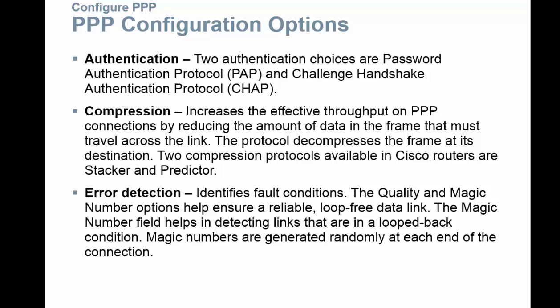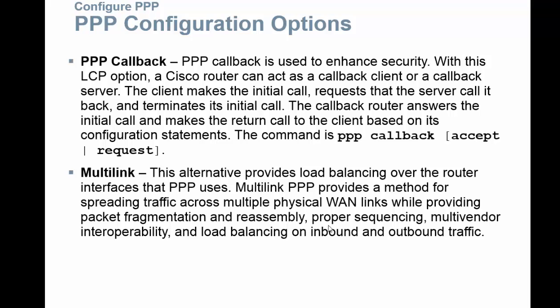The quality and magic number options help ensure a reliable, loop-free data link, and the magic number field helps in detecting links that are in a looped back condition. Magic numbers are generated randomly at each end of the connection, and these magic numbers have nothing to do with our subnetting magic numbers. We have PPP callback.